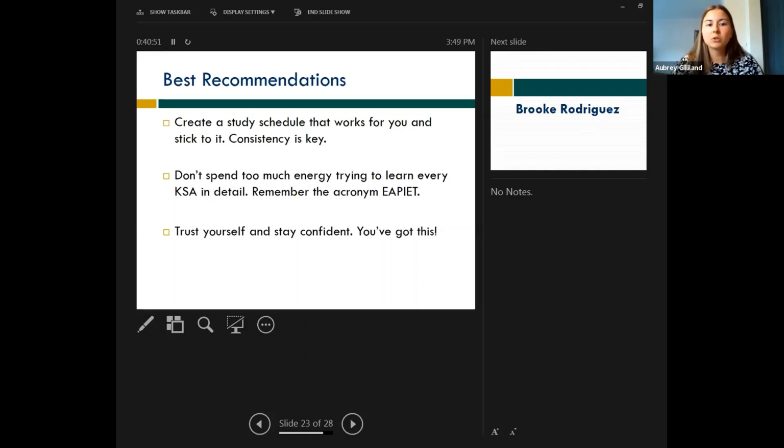And then just remember, trust yourself and stay confident. You've got this. You've spent a lot of time. You spent 2 years or more in school. Just do the best you can. Go get a good night's sleep. Eat breakfast. Wake up early. Stay hydrated. Drink your coffee, your tea, whatever you need. And just trust your gut, because you're going to do amazing. That's it for me.